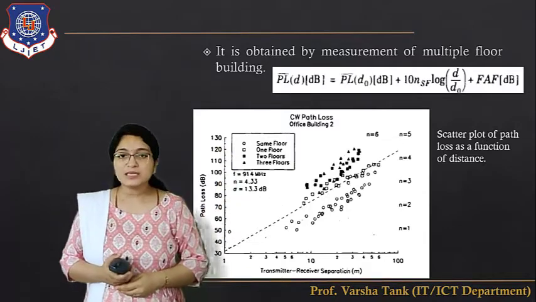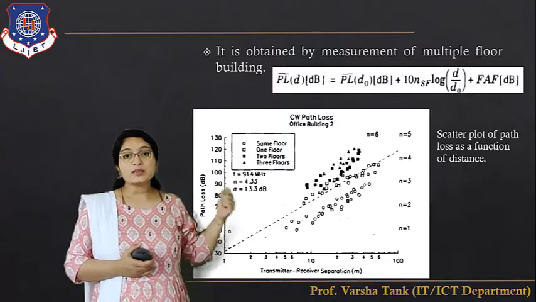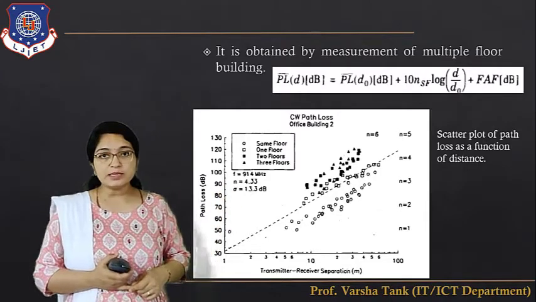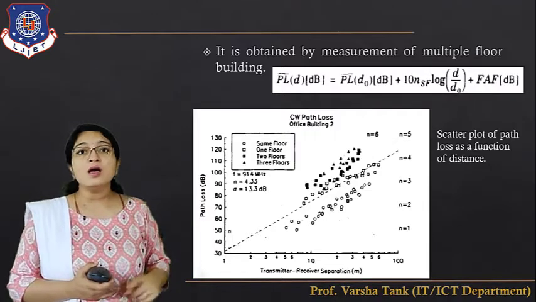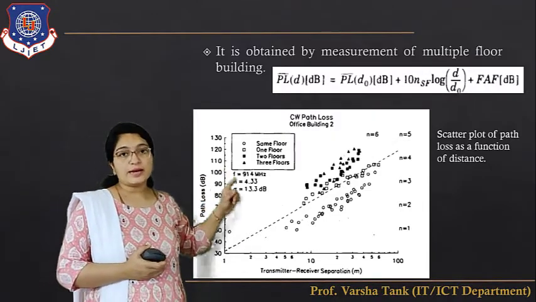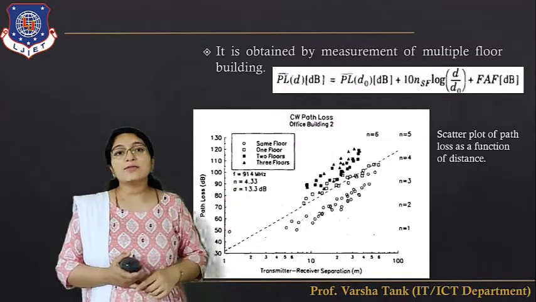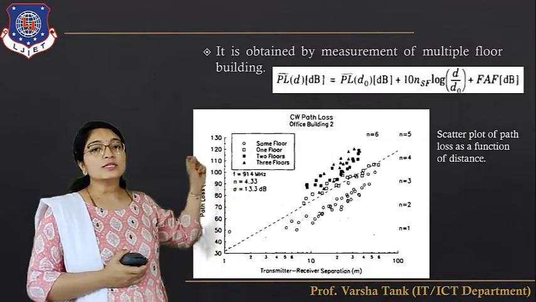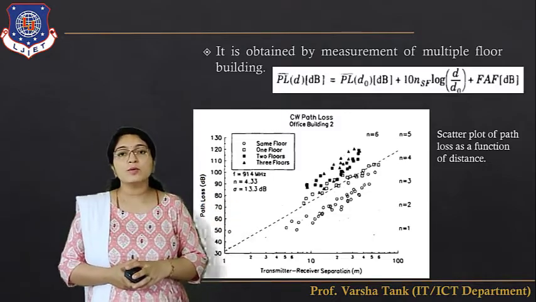Here this formula is given to you, that is PL(d) in dB, the path loss at the distance d in dB, is equal to PL(d0) at the distance d0 in dB plus 10 n_SF log(d/d0) plus FAF in dB. Okay, so this is the formula that will give you the path loss for this model.